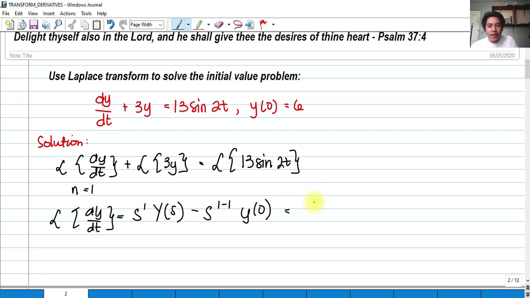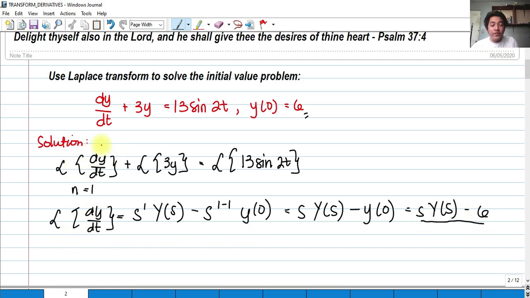So we have s raised to 1. I won't mind writing again the exponent because it's understood that it is raised to 1. So s raised to 1 minus 1, s raised to 0, would be 1. So this would be s Y of s minus y of 0. In other words, we are given y of 0, so the Laplace transform of this should be s Y of s minus 6 because y of 0 is equal to 6. So that's the Laplace transform of this first term.